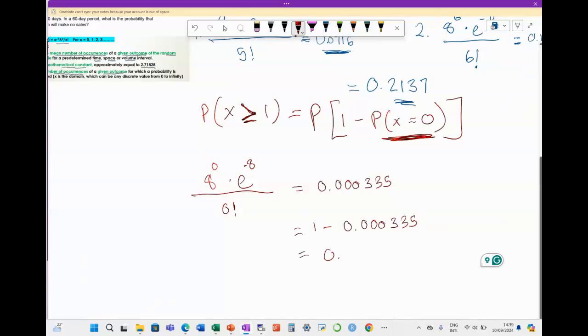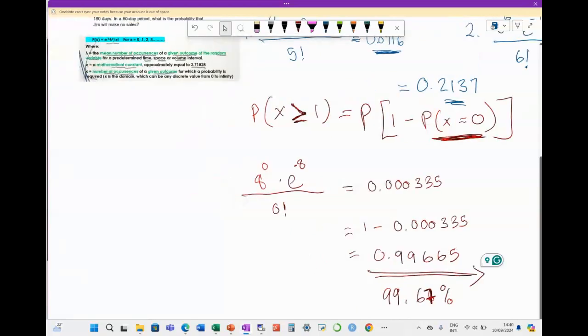0.5. Okay, so there's a high probability that we will get at least one blemish. Can you see that? Okay, this is like saying 99.66. You can even make it 67 percent. Okay, but anyway, let's move on.